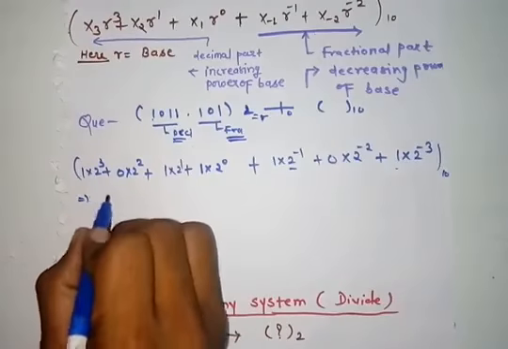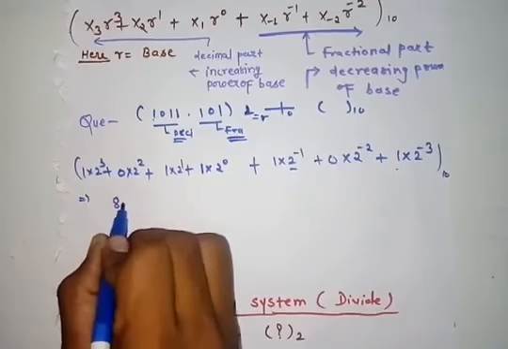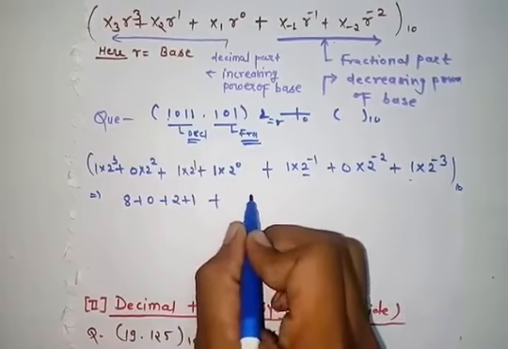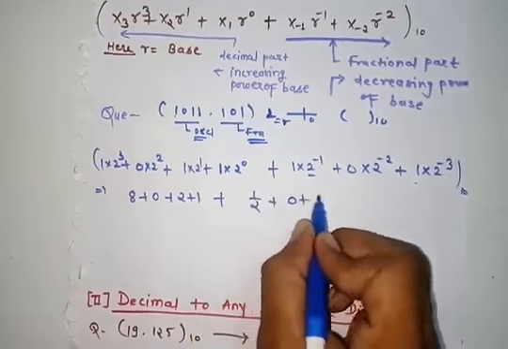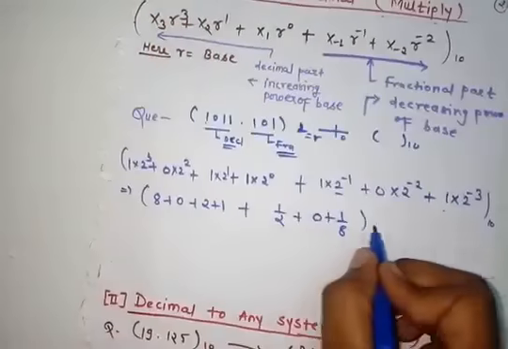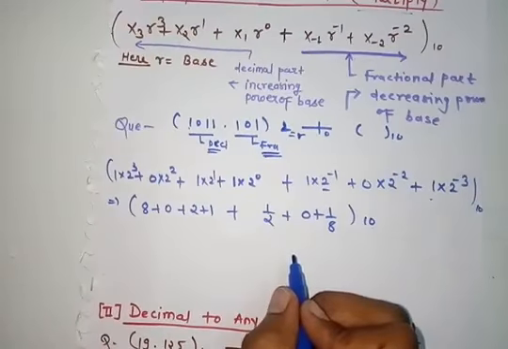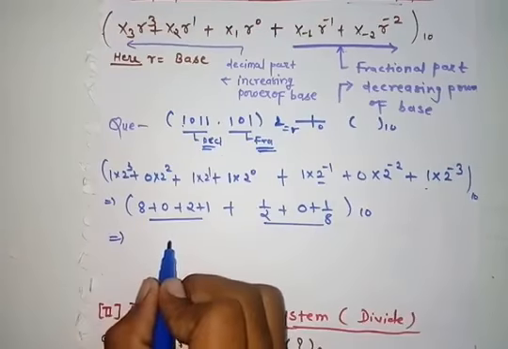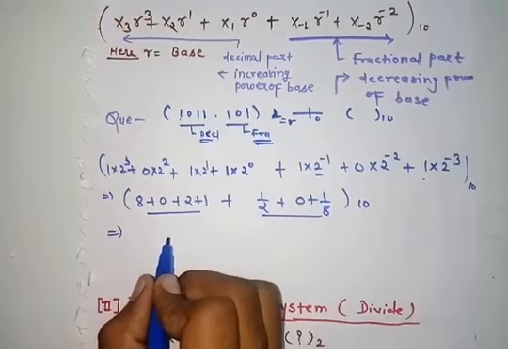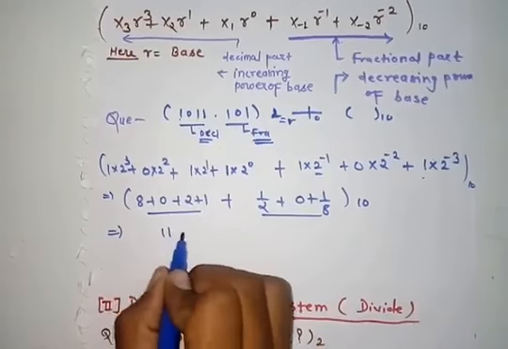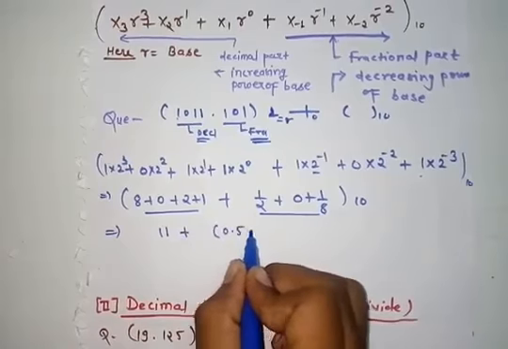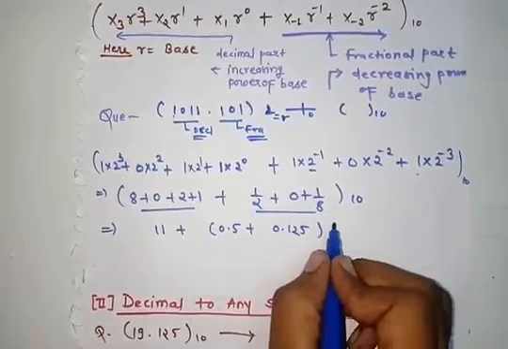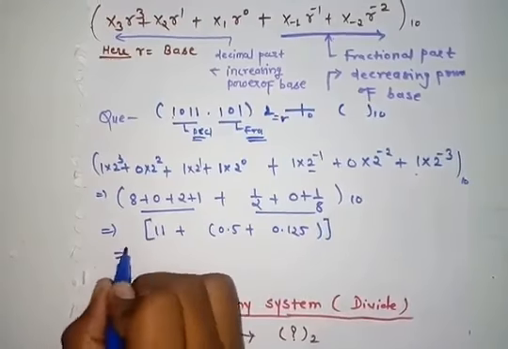Now here, what is the value? 8 plus 0, plus 2 plus 1, plus 1 by 2 plus 0 plus 1 by 8. Okay, this is base 10. This is the decimal part, this is the fraction part. Now what I wrote is 11 plus 0.5 plus 0.125, that is 1 by 2 and 1 by 8 as values.